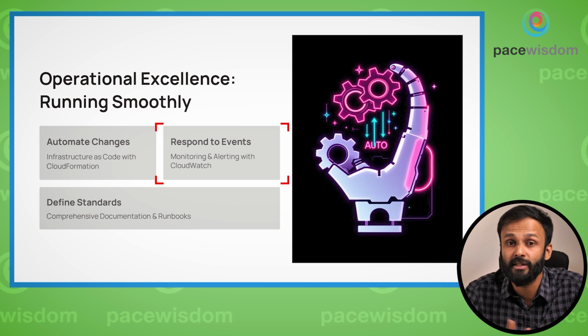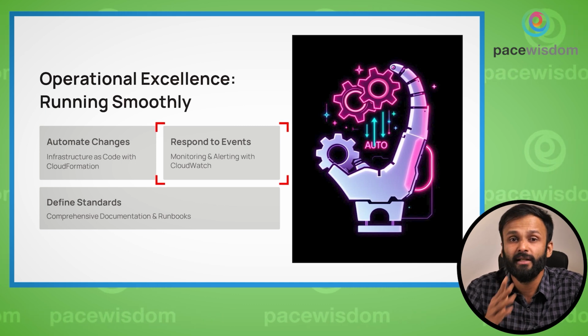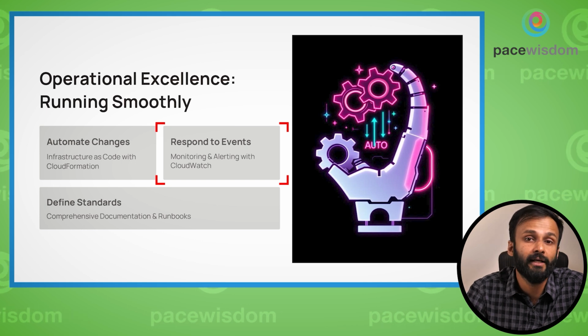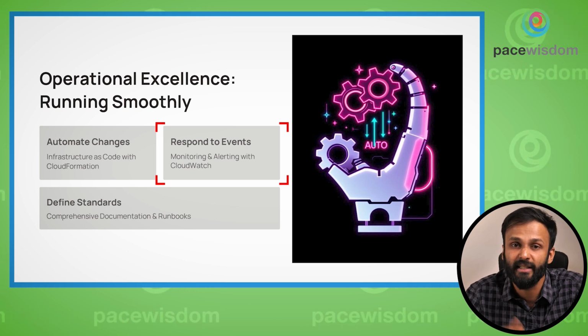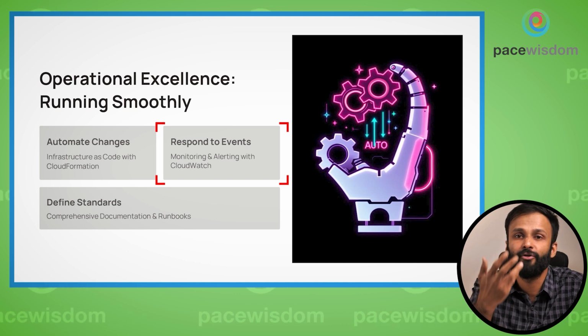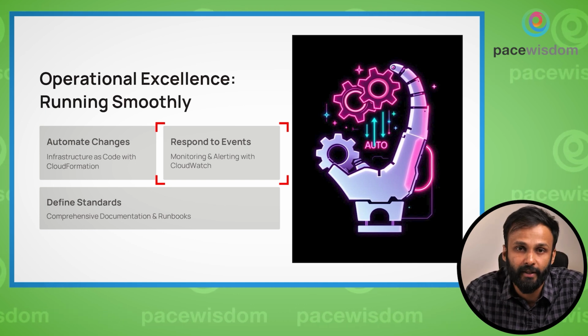So next point I want to discuss is responding to events. You really need to have robust monitoring and alerting in place. There are tools like CloudWatch and a few other tools. These tools allow you to proactively identify and address issues before they impact you or your users.